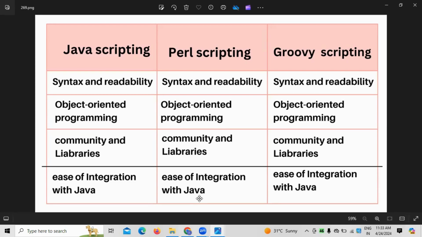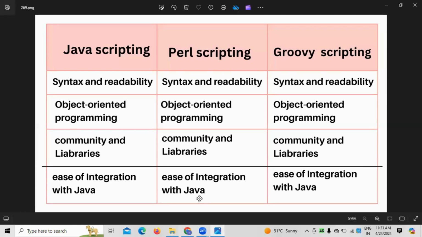The third, community and libraries. Whatever community libraries we use are one and the same, either for Java scripting or Groovy scripting. Community libraries and everything were the same. But when it comes to Perl scripting, it was not the case. So these are the three major differences which I discussed today.